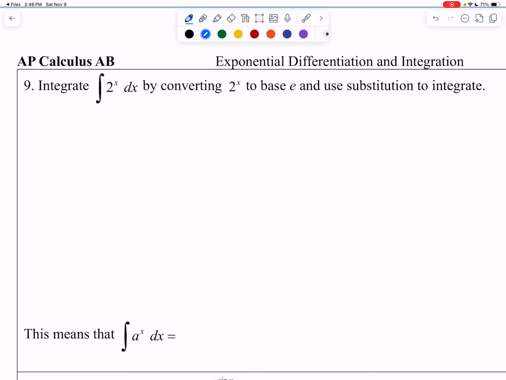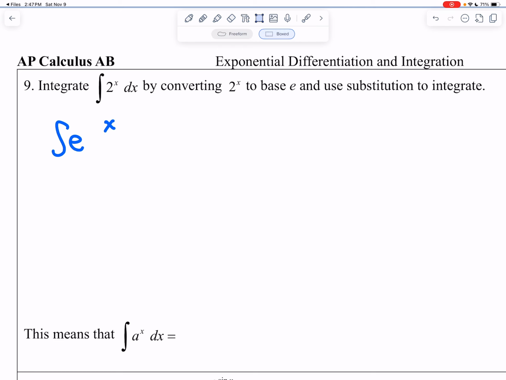Alrighty, in this video, we are going to be looking at how to integrate 2 to the x, and then we'll just use the rule from now on whenever we figure out how to do that. Now it says we want to convert 2 to the x to base e, and then we want to use substitution to integrate. So here's the thing. I want a base 2 to be a base of e. So I'm going to have e to the something, and that's going to give me base 2.